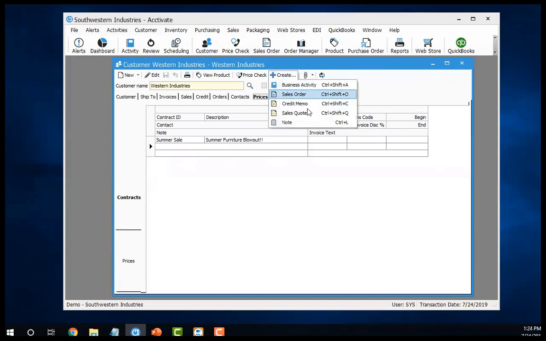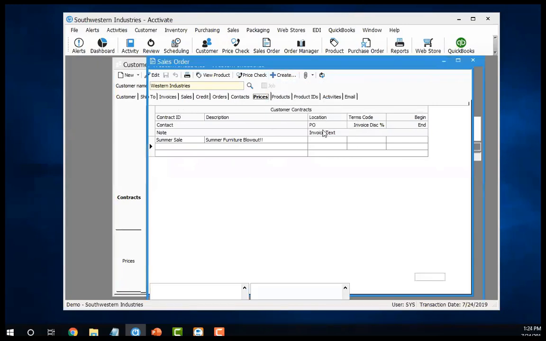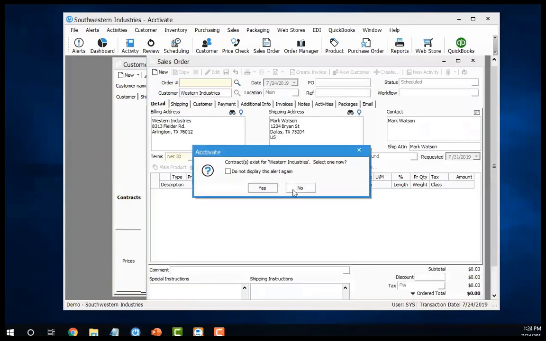So if I were to make a sales order for this customer now, it's going to pop up and ask me if I want to use that contract. This is important. If you check this box and say, do not display this alert again, it won't. It's not going to pop up and alert you. If you want to use the customer's contract, you would manually have to select that, and I'll show you where that is. So be careful about checking this box.